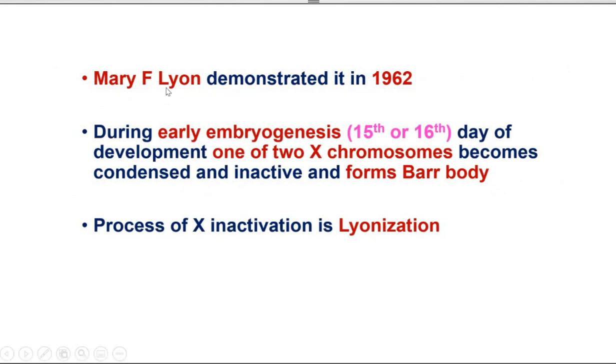As I told you, it was hypothesized by Mary F. Lyon in 1962, and this occurs at a very early stage of development, around the 15th to 16th day of development. One of the two X chromosomes is inactivated and represented in the form of Barr bodies or sex chromatin, and this process is known as Lyonization.